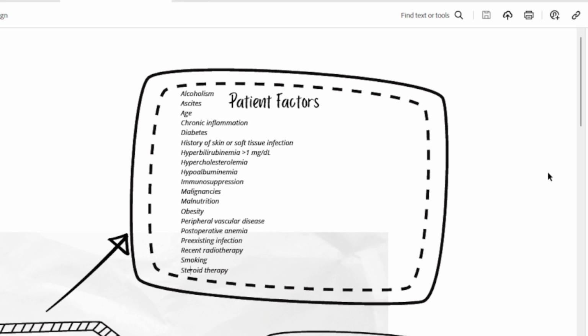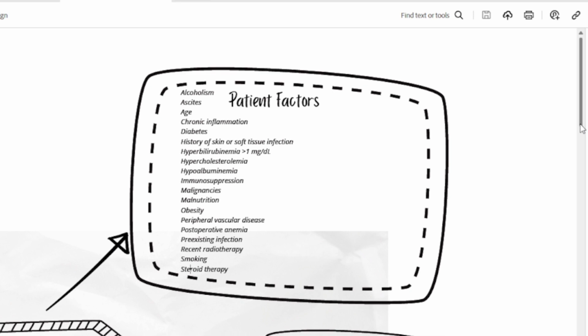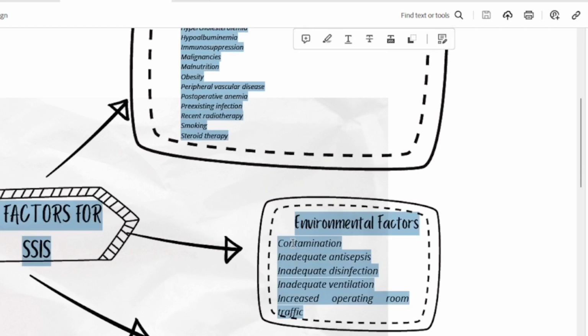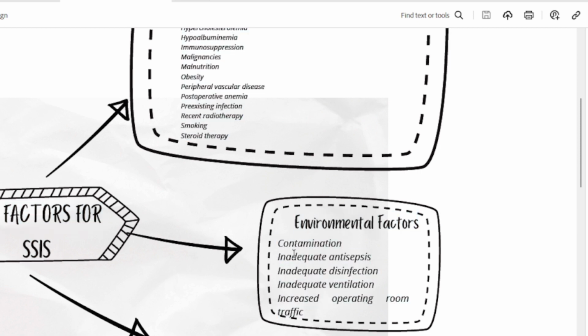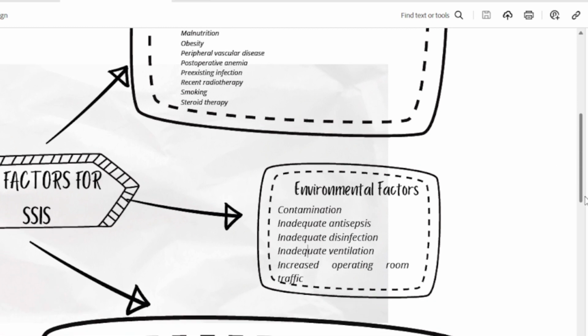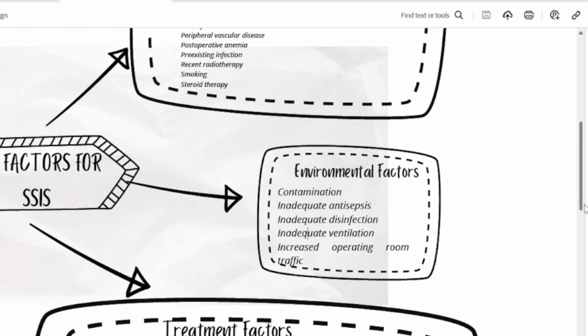Remember that. If you've taken a snapshot of that in your brain, next are the environmental factors. In the environmental factors, we have contamination, inadequate antisepsis, inadequate disinfection, inadequate ventilation, increased operating room traffic. All of these, I think, are self-explanatory, right? Contamination, inadequate antisepsis, inadequate disinfection, inadequate ventilation of the OR, and increased operating room traffic.